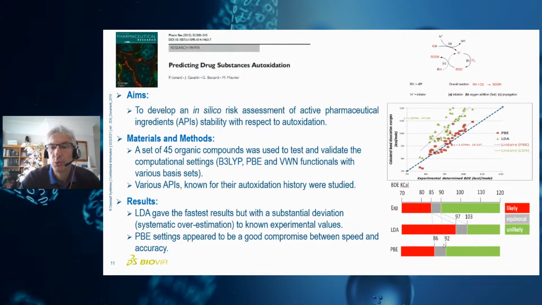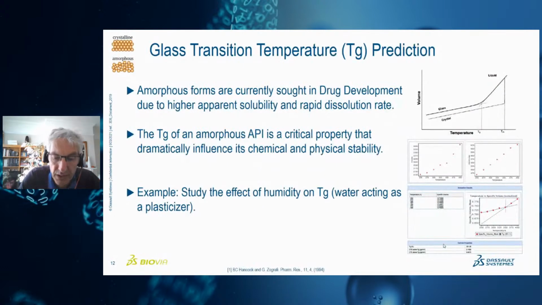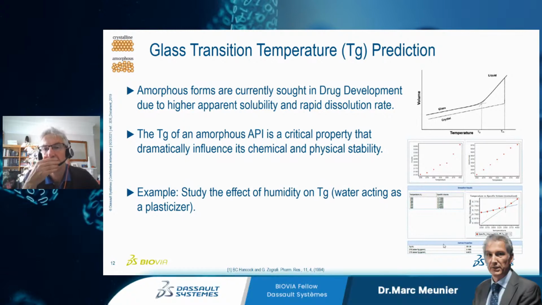We can also, for the stability, look at an important characteristic, the glass transition temperature of the drug in the amorphous state, because sometimes the drugs are made in the amorphous state rather than crystalline. In this case, what we really want to assess is this glass transition. But we also want to see the effect of water, say humidity, on the glass transition, usually to reduce Tg.